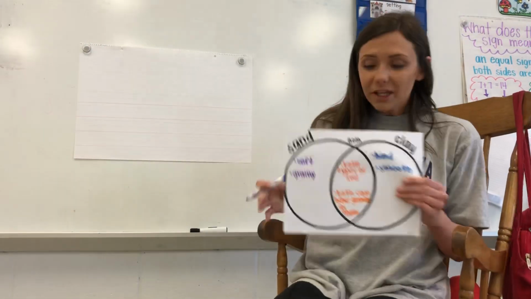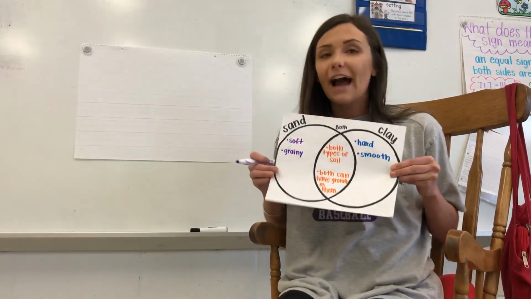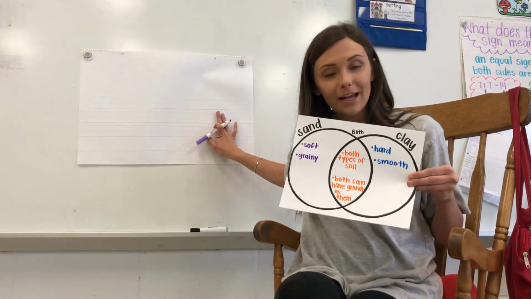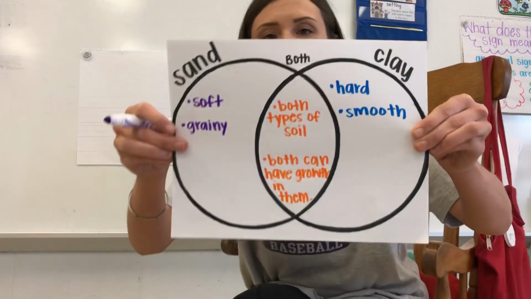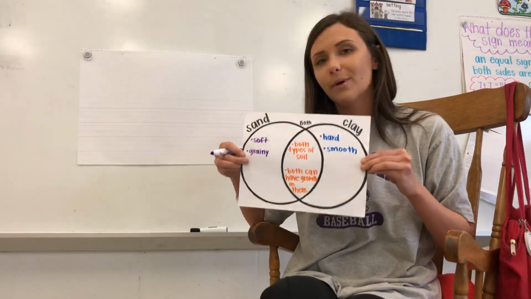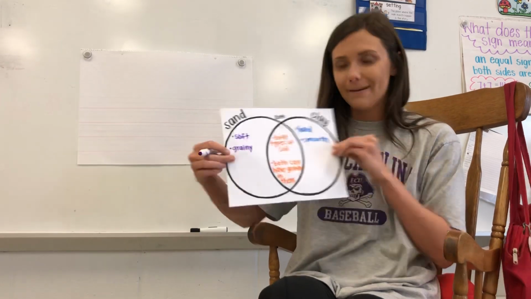So what we just did was make this Venn diagram about sand and clay and how they are the same and how they are different. Now I want to take it to my writing paper. So I have my Venn diagram, I have everything on it, and I want to make sure I include everything in my writing. So I want to talk about differences and similarities in my writing.